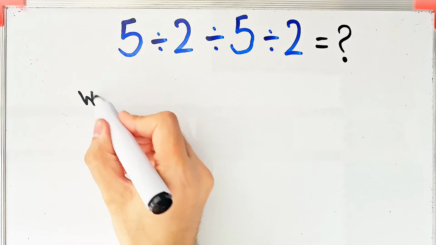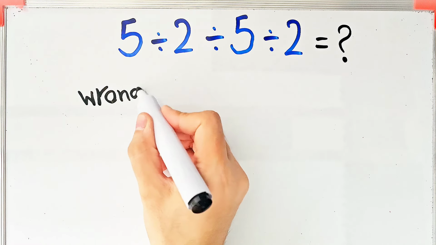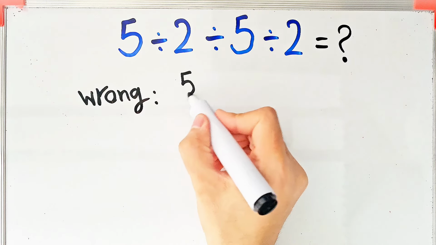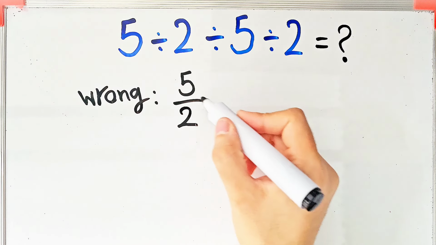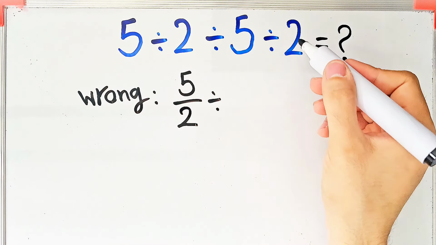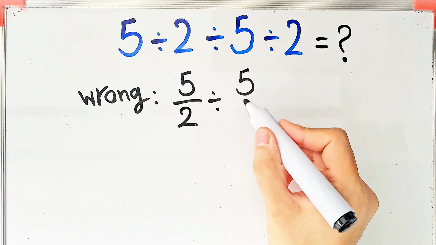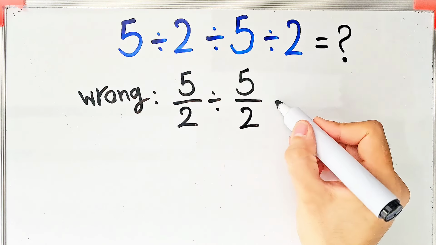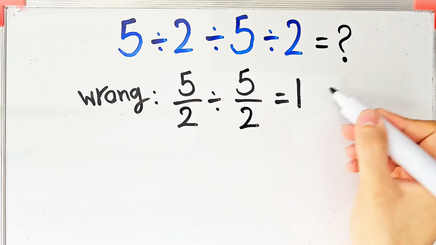In the wrong way of solving this question, some people solve this question like this. They say 5 divided by 2 equals 5 over 2. 5 over 2 divided by 5 divided by 2 which equals 5 over 2, and they say the final answer of this question equals 1. But this answer is definitely wrong.